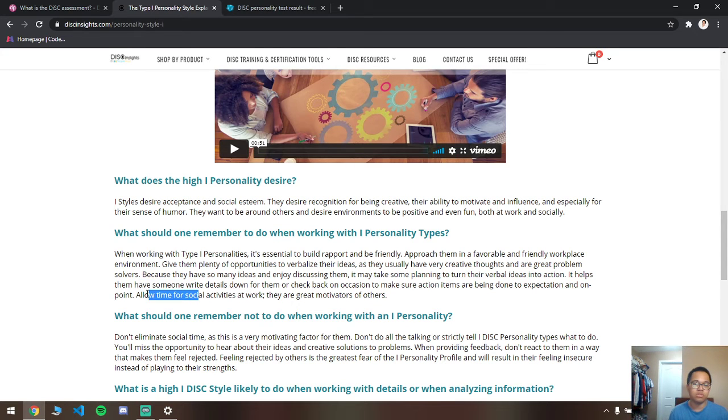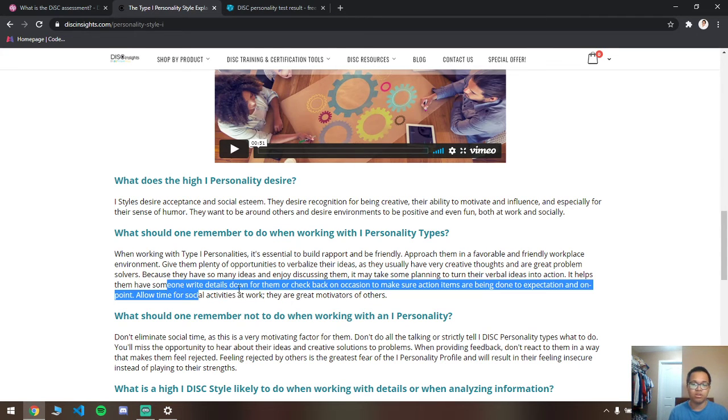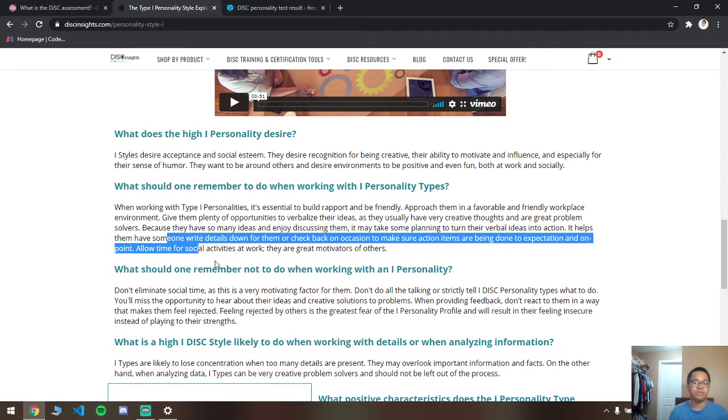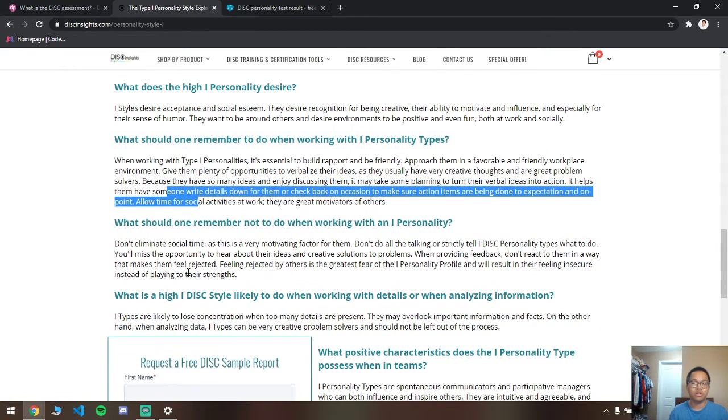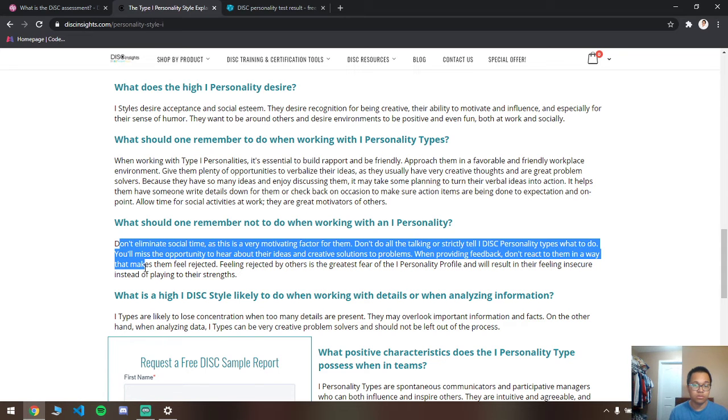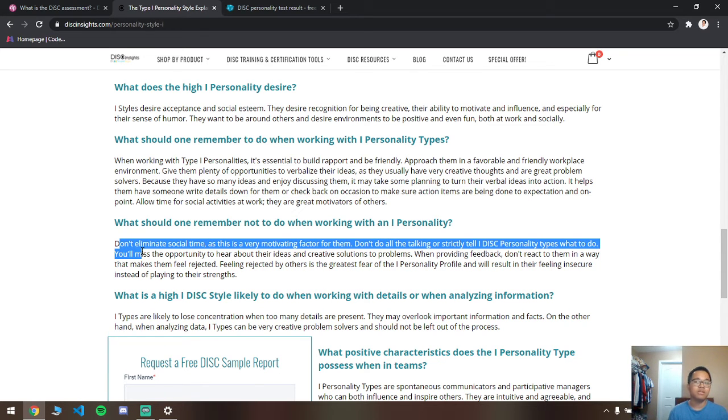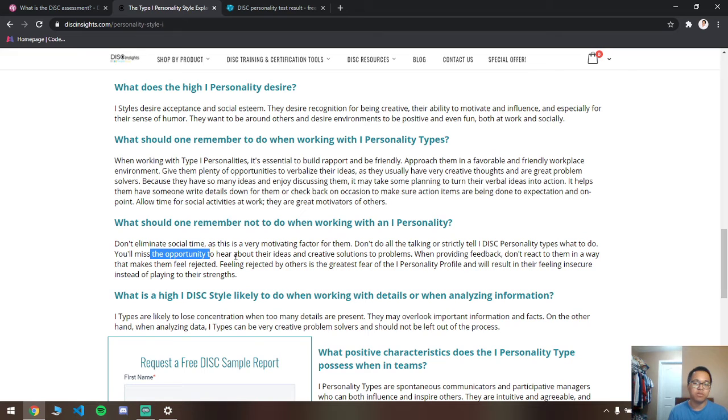Allow time for social activities at work. They are great motivators of others. What should one remember not to do when working with an I personality? Don't eliminate social time, as this is a very motivating factor for them. Don't do all the talking or strictly tell them what to do. You'll miss the opportunity to hear about their ideas and creative solutions to the problems.